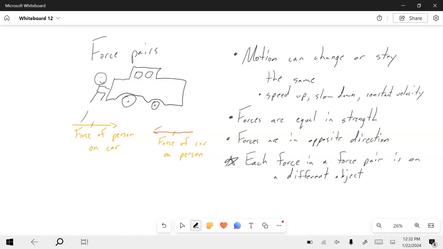So if we label these, this is force A and this is force B. Okay, force A is on the car, and force B is on the person. So that's how I know it's a force pair. They are on different objects, okay? We could talk specifically about the car, but when we talk about force pairs, our system includes two objects that are interacting with each other.